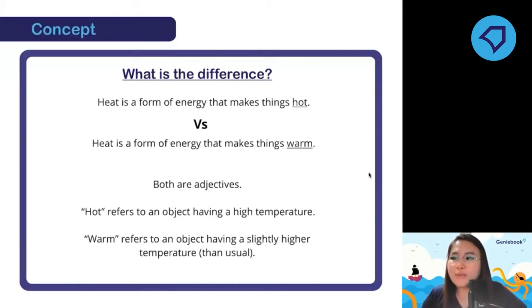So when do you say the weather is warm? Sometimes the sun is fully and directly shining on you, there are no clouds in sight, and it feels like everyone is melting from the heat. You say, today is warm, compared to other days. So when you say it's warm, it means it is slightly higher than usual. And what about hot? When you say this tea is hot, this coffee is hot, the boiling water is hot, it just means that it has a high temperature. So that is the slight difference between hot versus warm. Know the differences between those two.